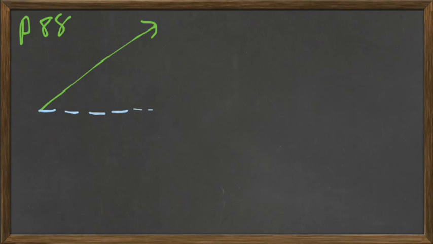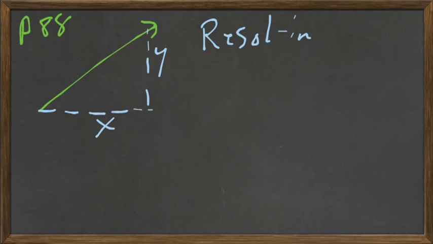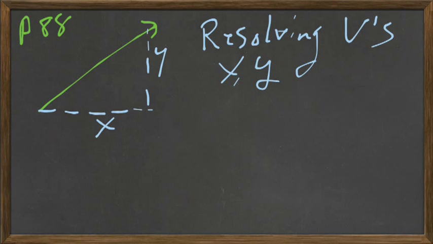Now, combining two vectors that are perpendicular, what happens instead on page 88 if I have one vector and I need the two pieces to it? I need the x piece and I need the y piece. On page 88, we get into what is called resolving vectors, R-E-S-O-L-V-I-N-G. Resolving vectors is taking a resultant and breaking it into its x and y, even if the x or the y happens to be 0. How do I do that?